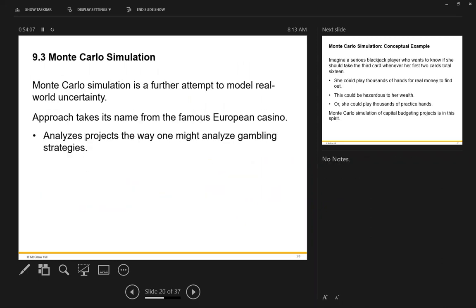The next area is called the Monte Carlo simulation. And this is just a further attempt to model real world uncertainty. You got to remember, when you're taking on a project, there are all kinds of risks involved. So its approach takes its name from the famous European casino. And I just want to go over what the simulation is about. It analyzes projects pretty much like you might analyze gambling strategies.